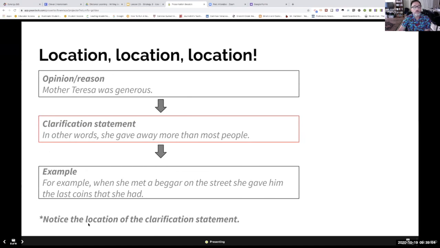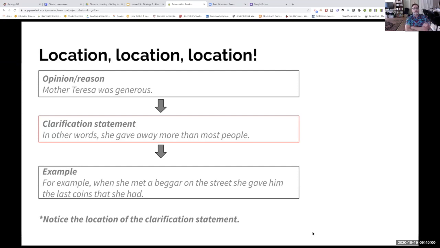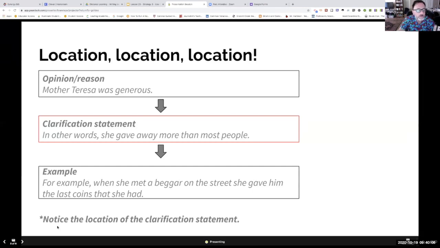So you'll notice this little note down here. Notice the location of the clarification statement. It is sandwiched between your topic sentence, or your global reason, and your example. So that is, again, sort of the typical location for a clarification statement.